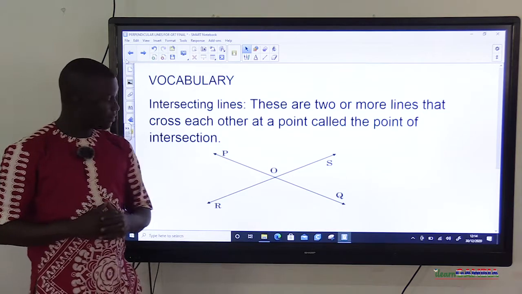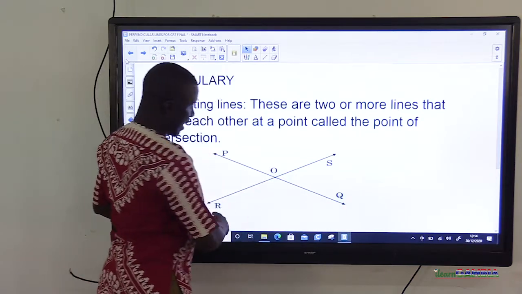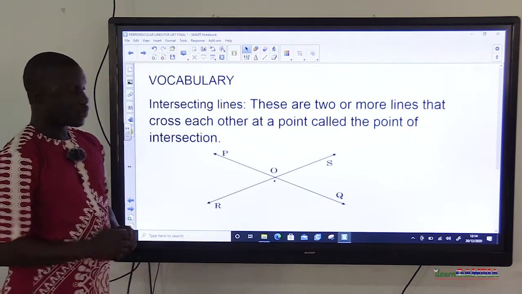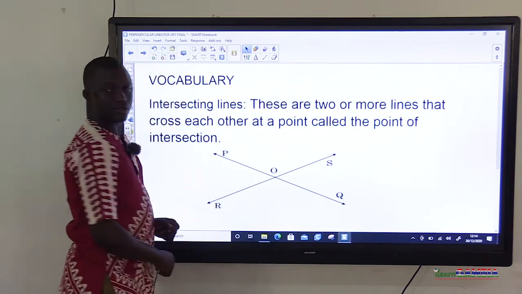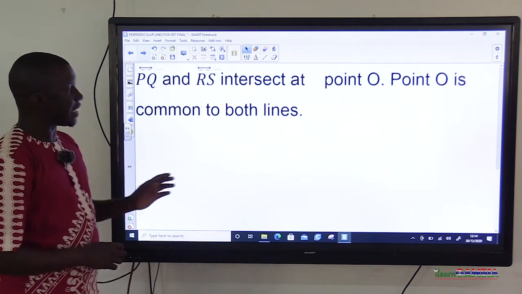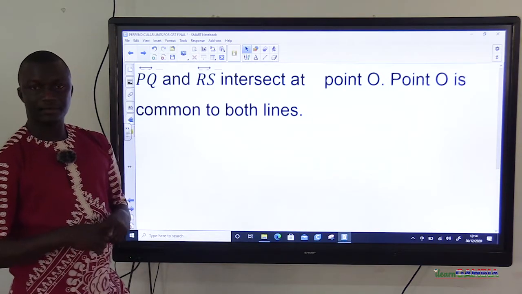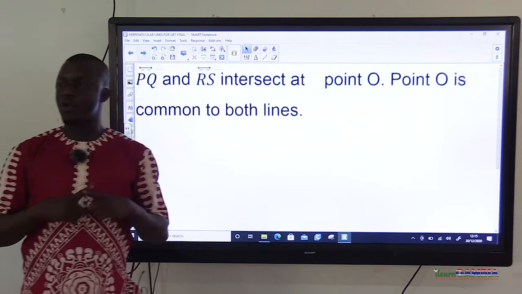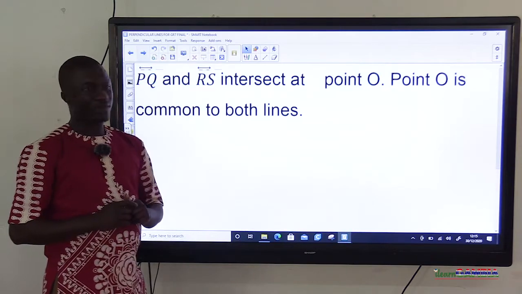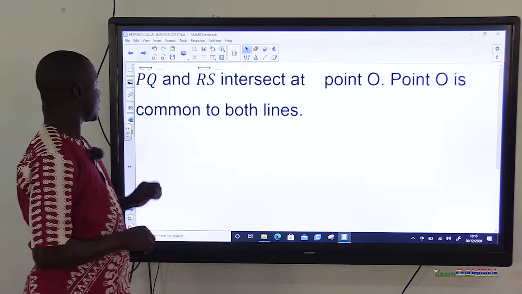Here we have two lines: line PQ and line SR. As you can see, they cross each other, or they intersect, at point O. So this point here is the point of intersection. PQ and RS intersect at point O. Therefore, point O is common to both lines. We can also say point O is their point of intersection, because that is where they meet. Point O is the point of intersection because that point is where line PQ and line RS intersect.